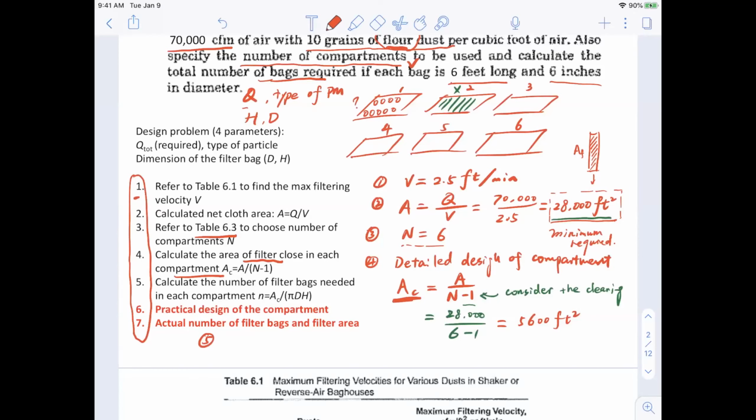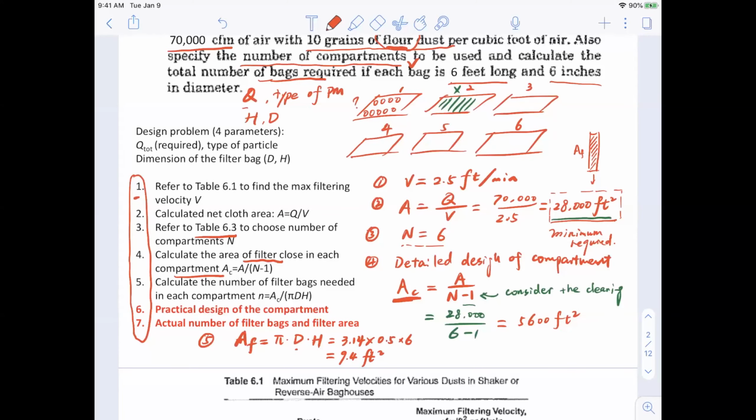So that is calculated by, let's say each filter is pi multiplied by d multiplied by h, right? So that's 3.14 multiplied by d, the diameter of this filter bag, which is 0.5 feet. 6 inches is 0.5 feet. And then we multiply that by 6 feet. So this is the area of each filter bag, and that turns out to be 9.4 square feet.